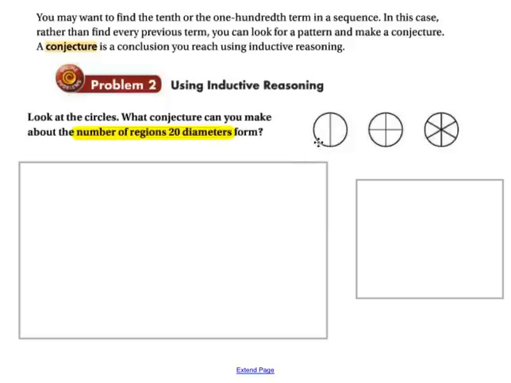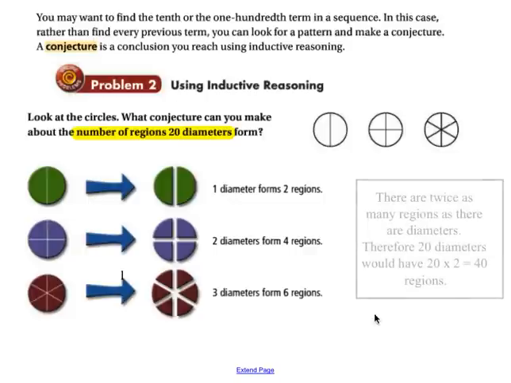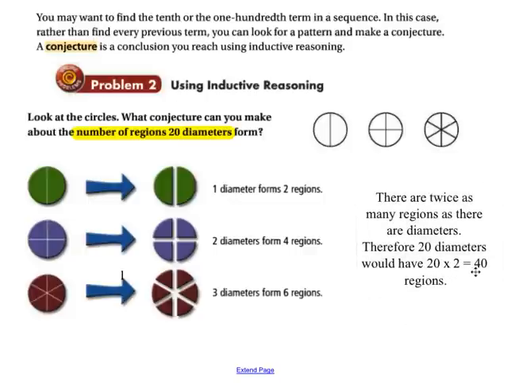So we want to take a look at what's the relationship between the number of regions that are formed as we add diameters. With 1 diameter, we have 2 regions. With 2 diameters, we have 4 regions. And with 3 diameters, we have 6 regions. So we can kind of see a pattern going on here. Every time we add a diameter, we get double the number of regions. So if we had 20 diameters and we doubled that, we should get 40 regions.